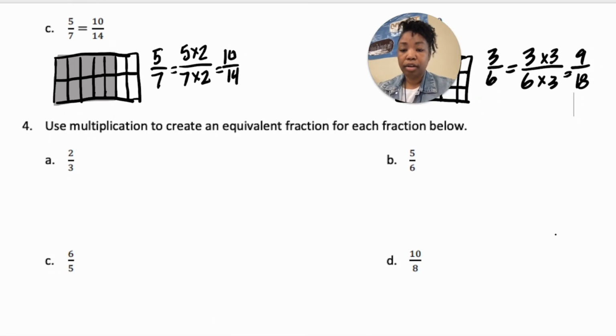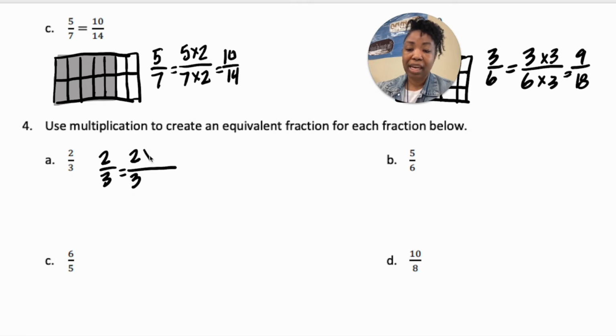Okay, here we're going to use multiplication to create an equivalent fraction for each fraction. So no area models here, just multiplication. Let's do 2/3 equals, I'm going to put 2 and 3. I need to multiply them by the same number. Let's multiply them both times 2. That will give us 4/6.